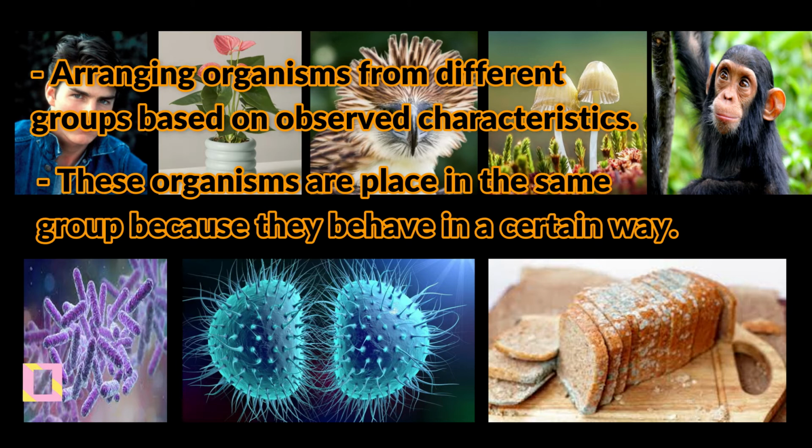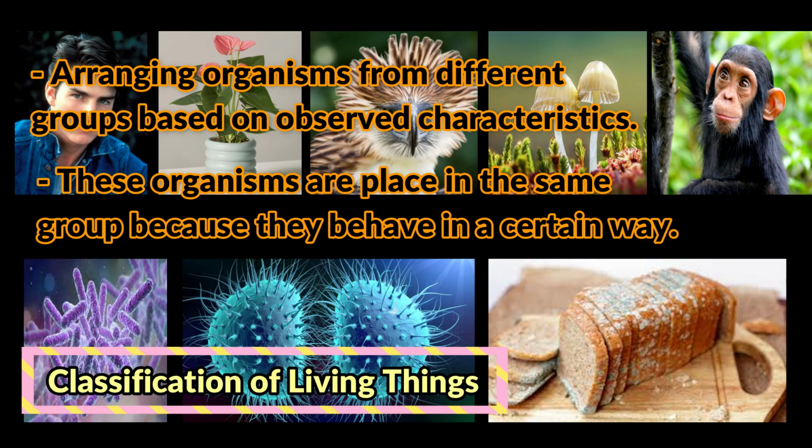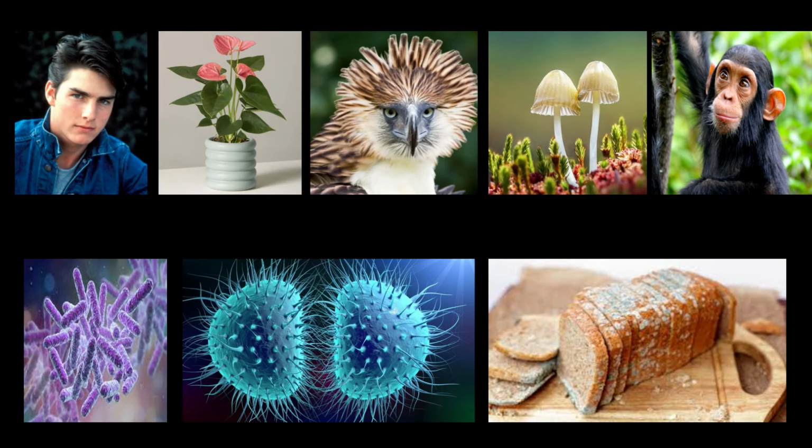Classification. Classification of living organisms is defined as arranging organisms into different groups based on observed characteristics. These organisms are placed in the same group because they behave in a certain way. What you should expect is, in a particular group, these organisms must have similar characteristics.